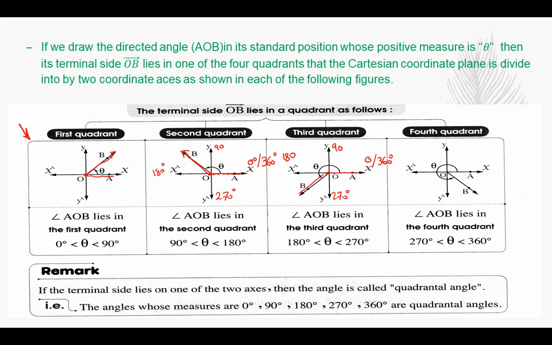Very important remark. If the terminal side lies on one of the two axes, then the angle is called a quadrantal angle. You have to memorize this expression, quadrantal angle. So the angle whose measure is 0 is called a quadrantal angle. The angle whose measure is 90 is called a quadrantal angle. And 120 or 270 or 360, all of them are called quadrantal angles. Okay? Let's go to another slide.